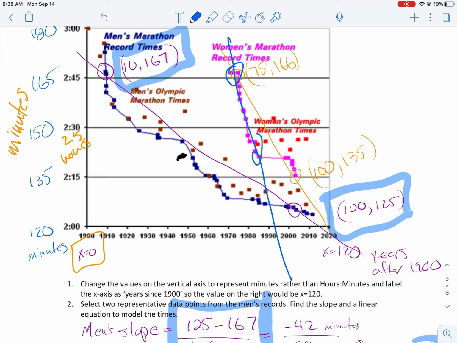So you want to find one that represents the data in some way, and I tried to do that with the orange. There are formal ways to do that with what's called a linear regression line, but just for us, we're going to kind of eyeball it and try to find one that represents the graph. And we might talk about this later.